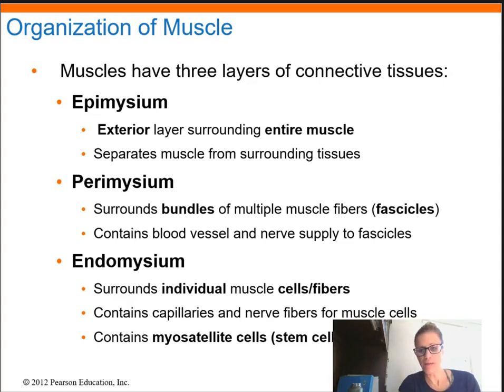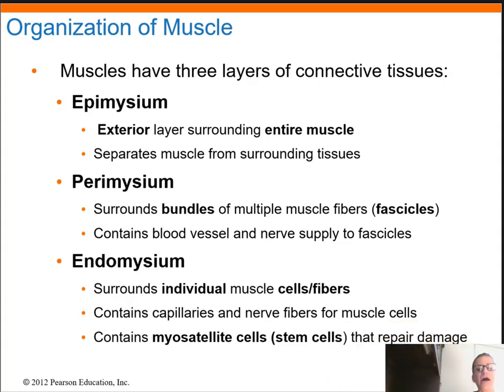Our muscles have multiple layers of connective tissue, kind of like membranes, right? Remember in the bone, we had the periosteum around the outside and then the endosteum on the inside. Well, we also have connective tissue membranes that are present in muscle tissue. In our skeletal muscles, we have 3 layers or 3 types of connective tissue. From the outside to the inside, they are the epimysium, the perimysium, and the endomysium.